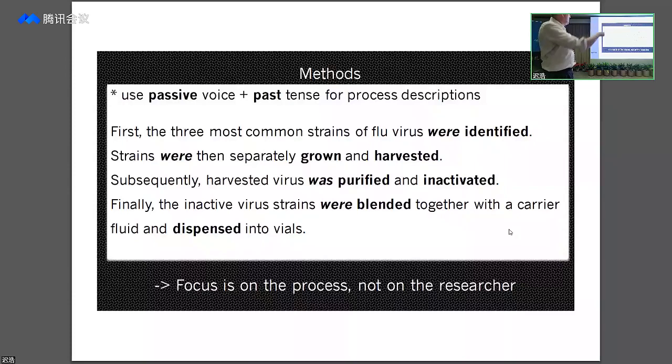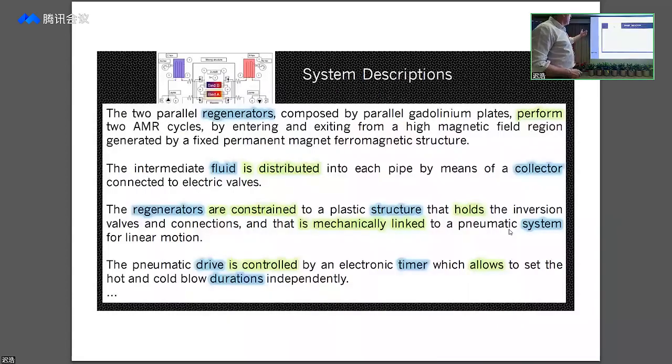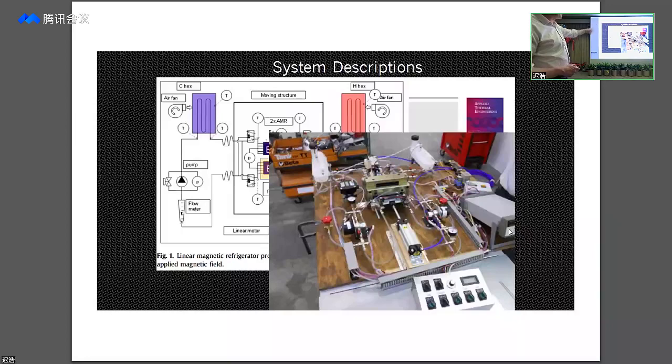Strains were then grown and harvested. Subsequently, harvested virus was purified and inactivated. You can see this is how the process descriptions are written in the method section. Now, there is one description that is different to the process description. It's called system description, where you talk about a machine you're using. Have a look here. This is a magnetic refrigeration machine, shown schematically, and here we have the actual machine, what it looks like with pumps and valves and all sorts of other things.